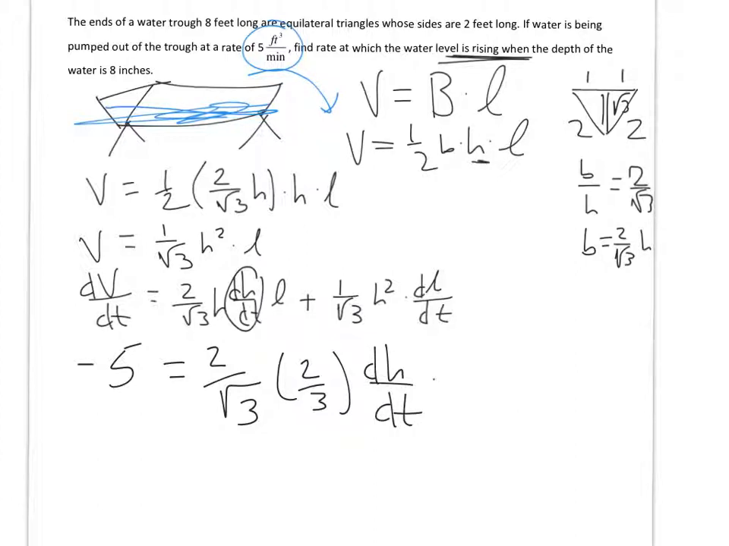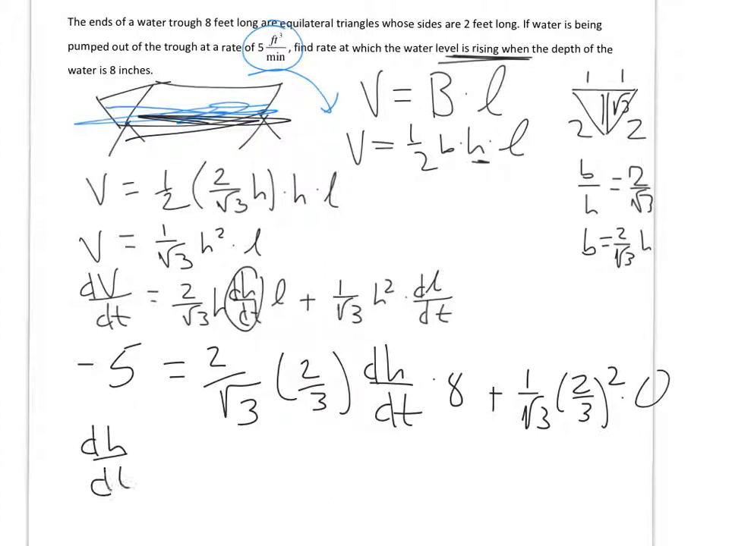The length of the trough is 8. And then what's dL/dt? Well, dL/dt is the change in the length of the trough. But the reality is the length of the trough isn't changing. So that term's going to go to 0. And now I can go ahead and I can solve for dh/dt. That's going to be negative 15 root 3 over 4, and my units there are feet per minute.